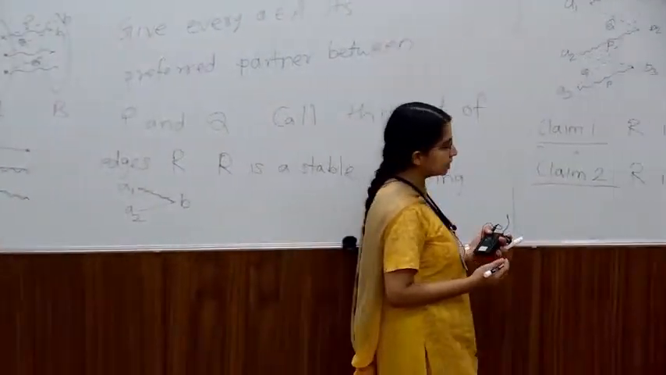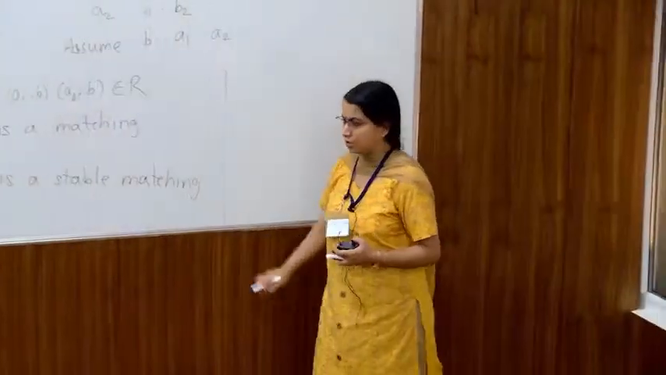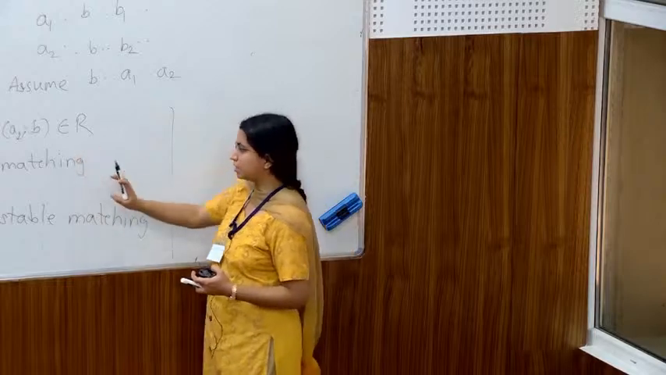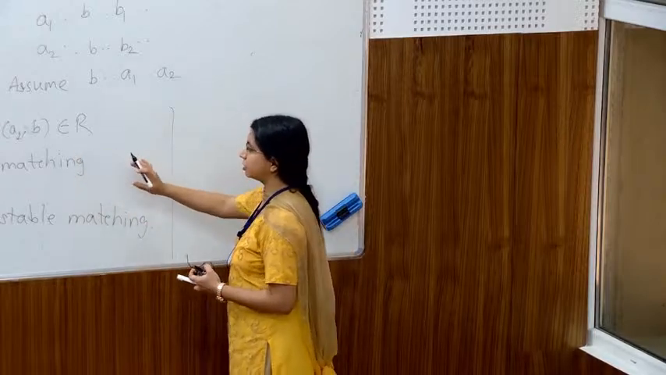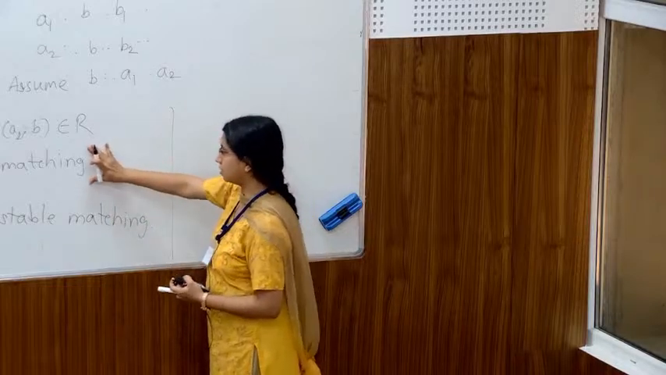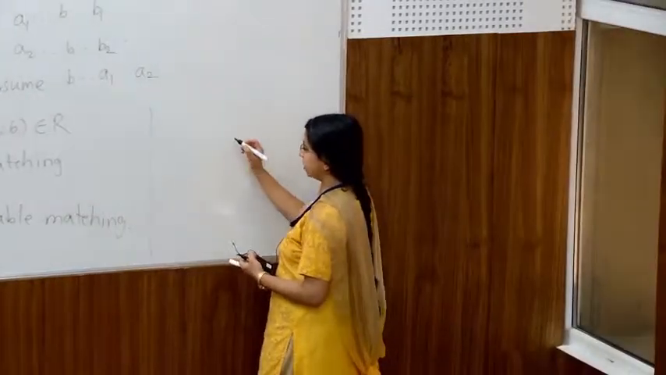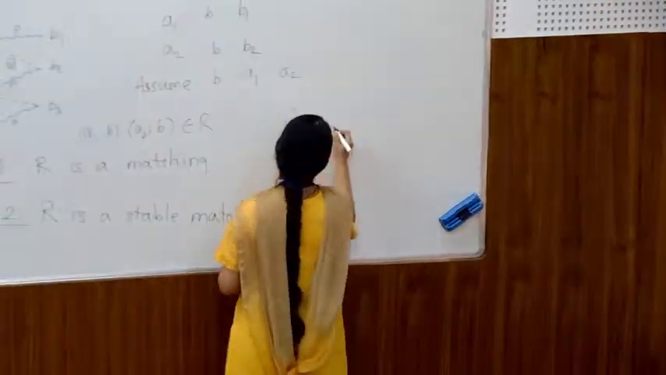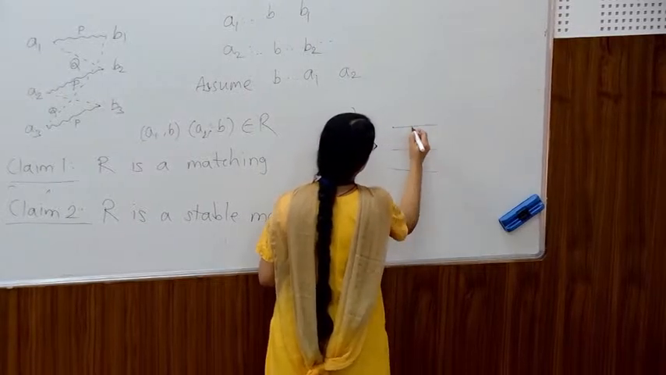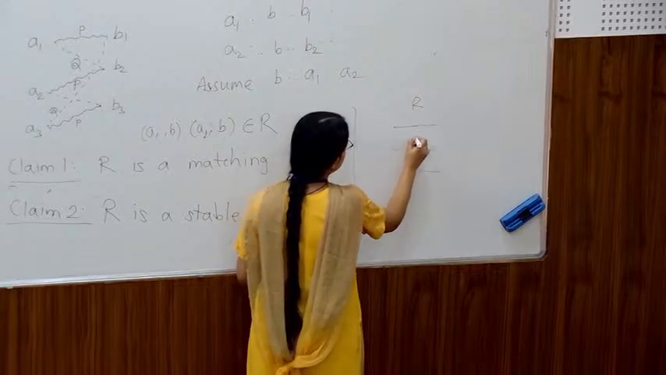Okay, so let's prove the stability of R. So is everyone convinced that this R must be a matching? Yes. Okay. Yeah, if at all there is any question, I will address it once we are done with this. So for now, take it for granted at least that R is a matching. Let's come to the stability part. So suppose R is not a stable matching. So let's say these are the edges of R. If it is not a stable matching, there has to be some edge which blocks it.